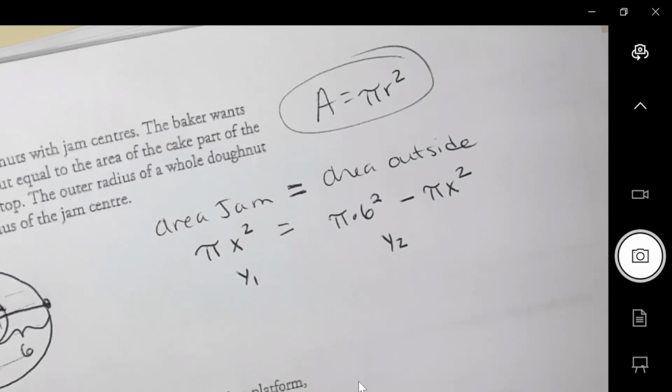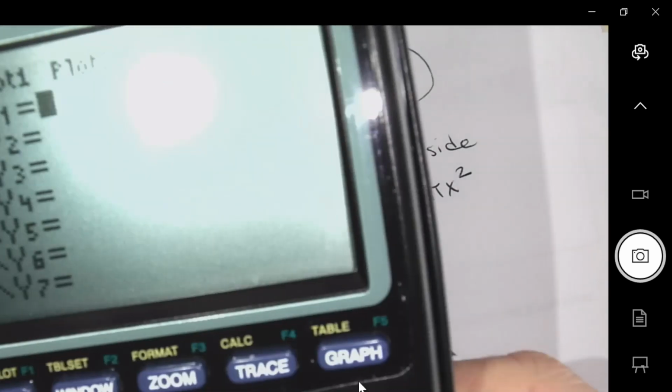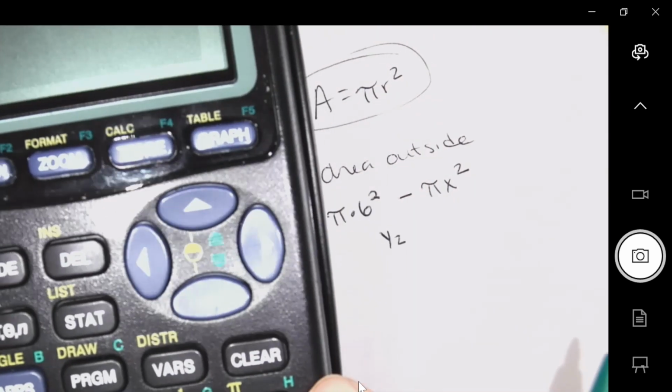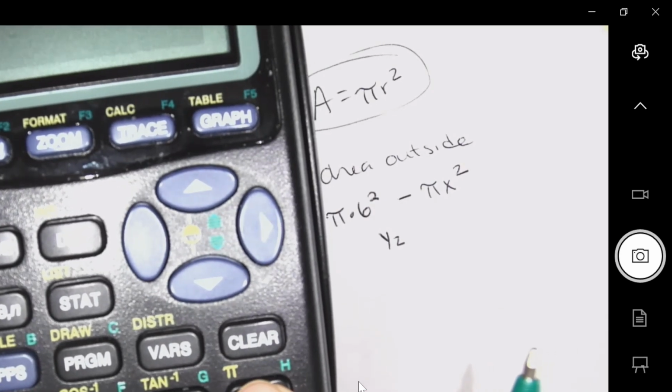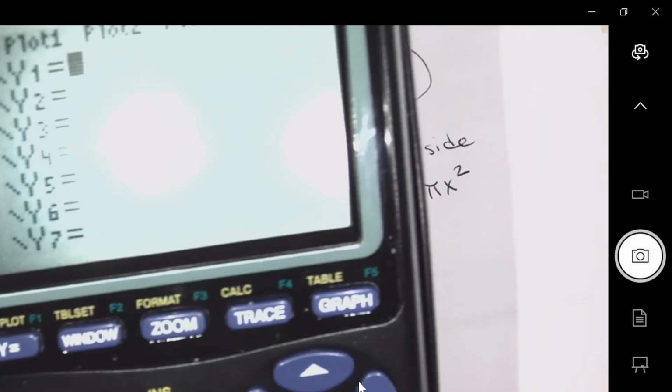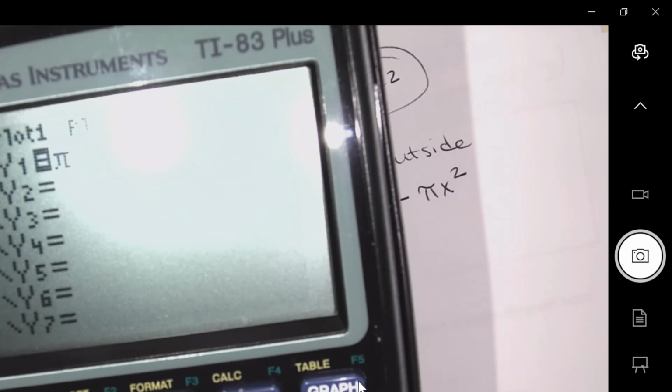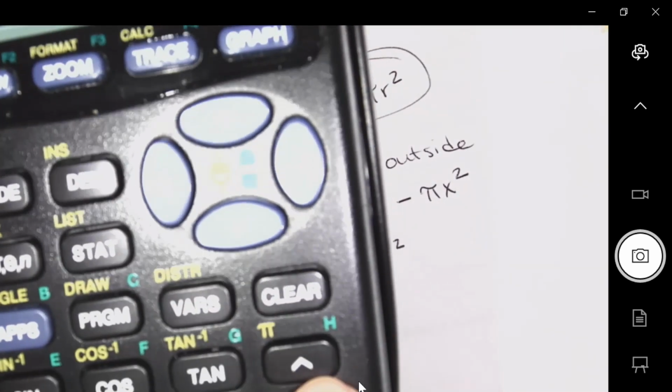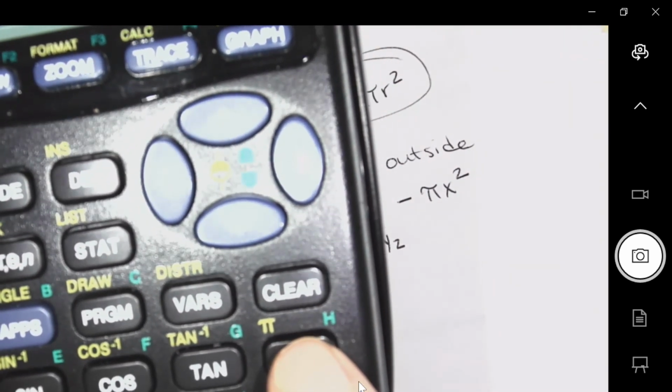Okay, do we know how to do a pi button? It's over here underneath your clear button. And it's yellow. As soon as you see something yellow, you have to push second and then that. Okay, so second over here.